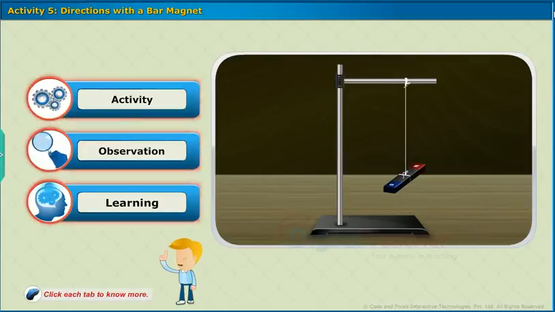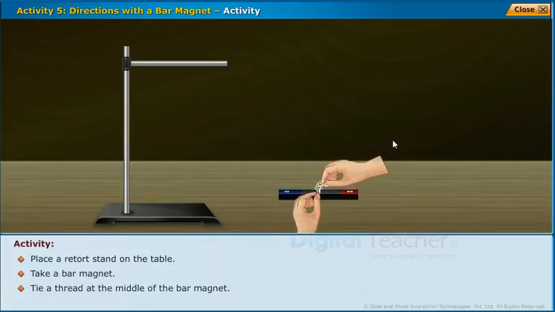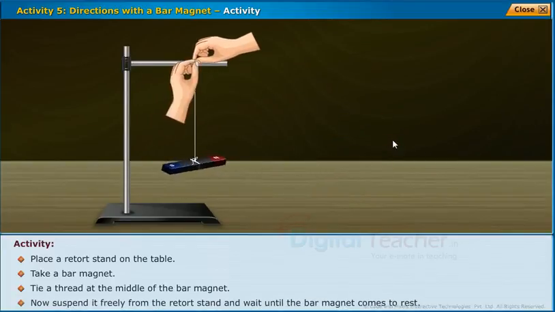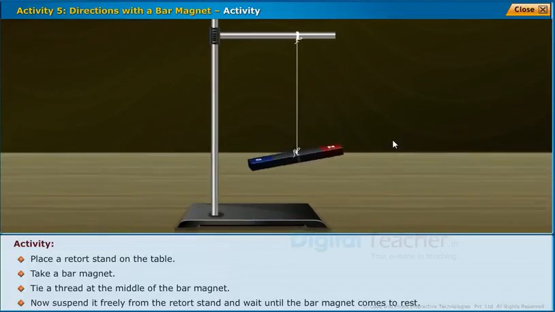Click each tab to know more. Place a retort stand on a table. Take a bar magnet. Tie a thread at the middle of the bar magnet. Now, suspend it freely from the retort stand and wait until the bar magnet comes to rest.